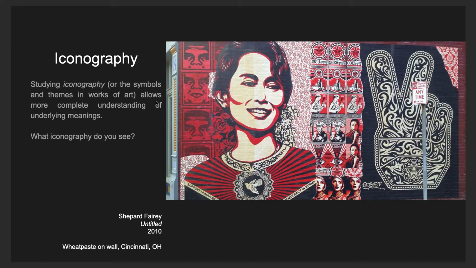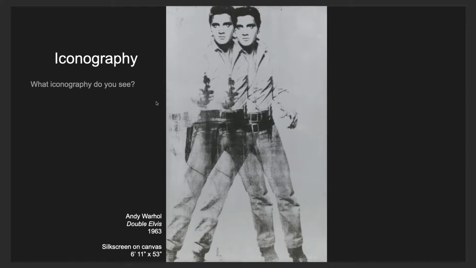Iconography are objects that represent other things. So we have the peace sign, we have a dove, Elvis for iconography.